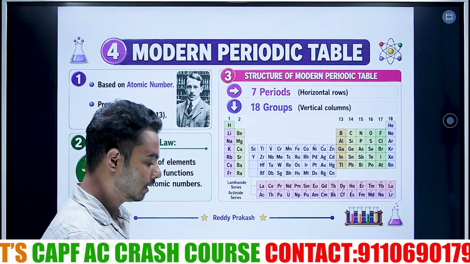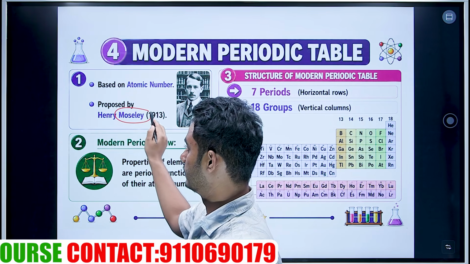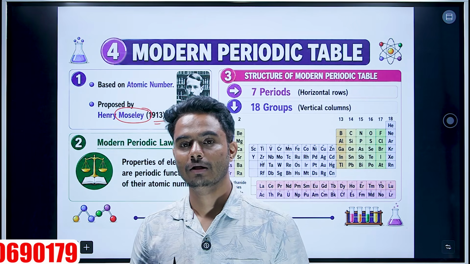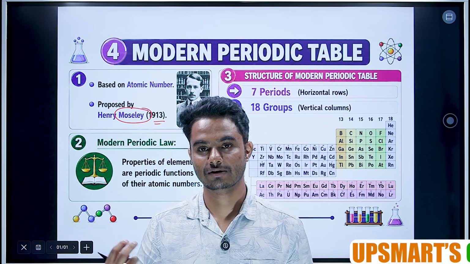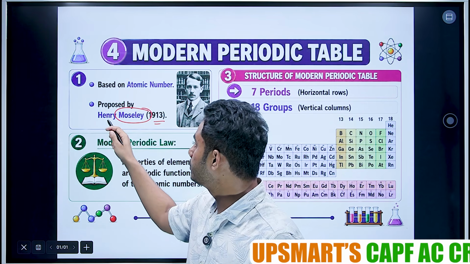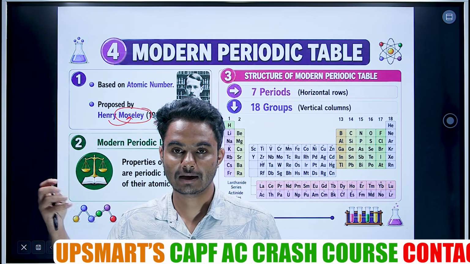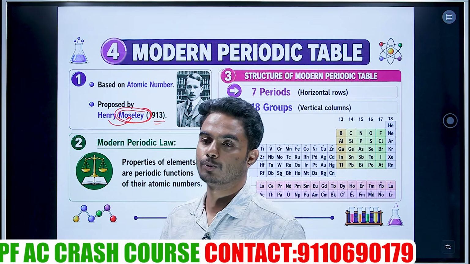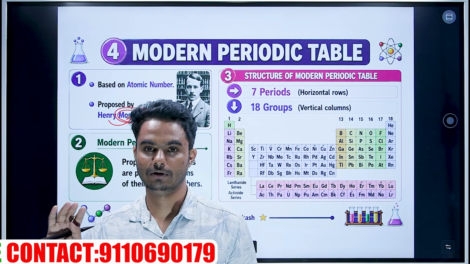Modern periodic table, as I already said, was given by Moseley. One more thing: when the names of inventors, scientists, or discoveries come up, there will be two or three names, a bigger name. Don't remember the entire name; it will drain your energy. Remember the second name, which is most important. Moseley, Mendeleev, Lavoisier. Remember those names. That is more than enough.